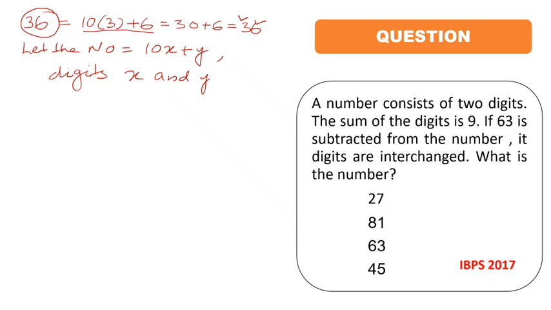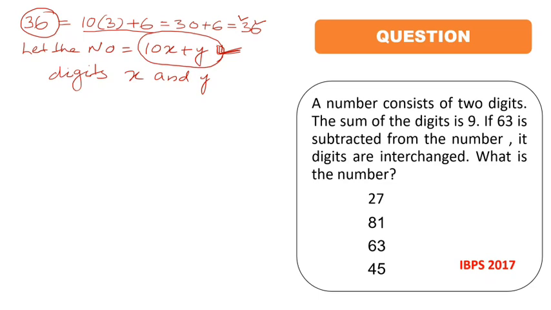Similarly, whenever we write any two-digit number in terms of x and y, remember this is very, very important. We have to write the number in these terms, 10x plus y. For any competitive exam, we will write any two-digit number in this fashion, 10x plus y, and the digits are x and y. Now let us see what is given in the question.